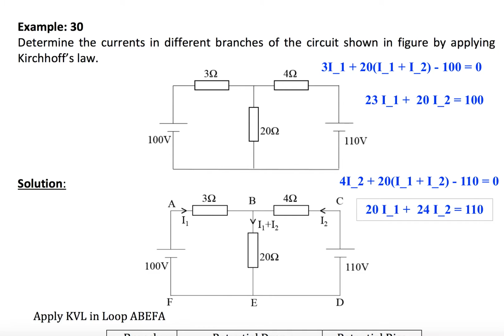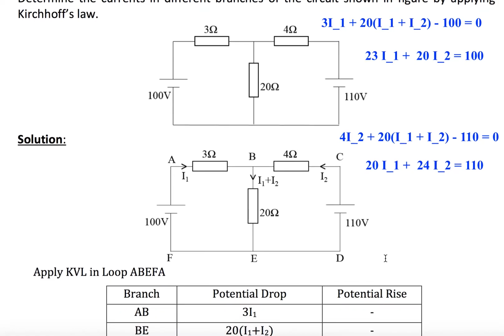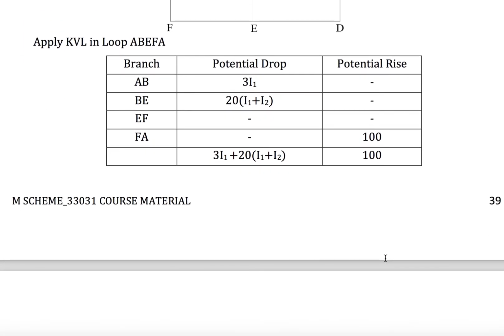So if you solve these two equations, you can find I1 and I2. Two equations are there, two unknowns are there. You can solve either using Cramer's rule or matrix inversion method, or otherwise by substitution method, whatever method you like. You can apply any one of the methods and find the solution for I1 and I2.